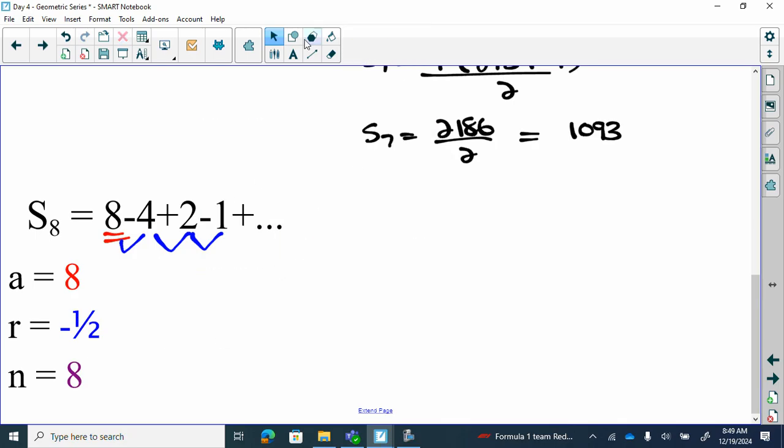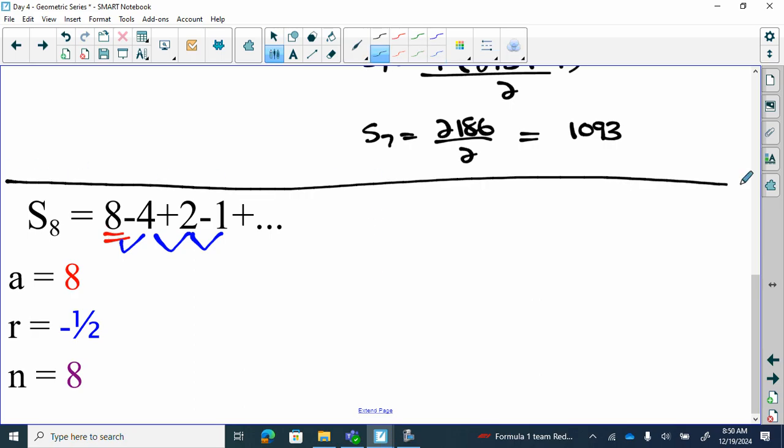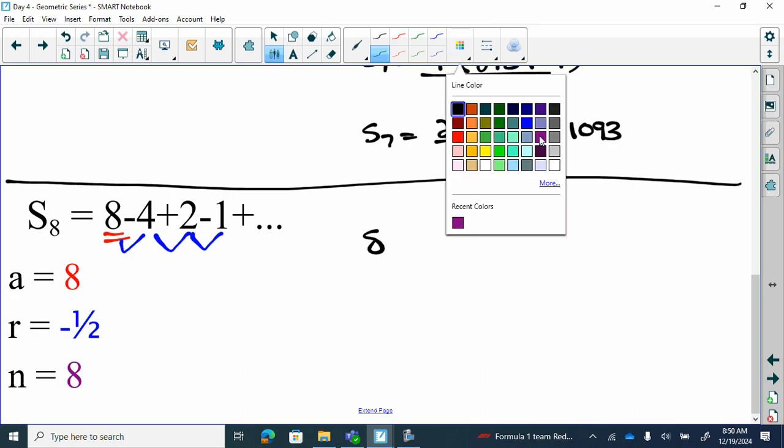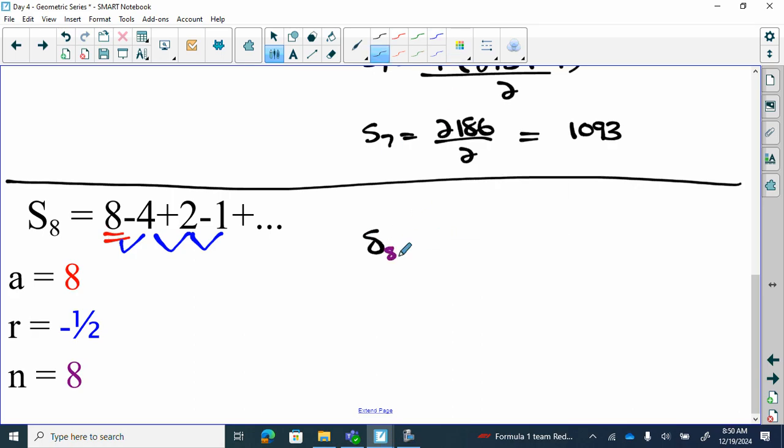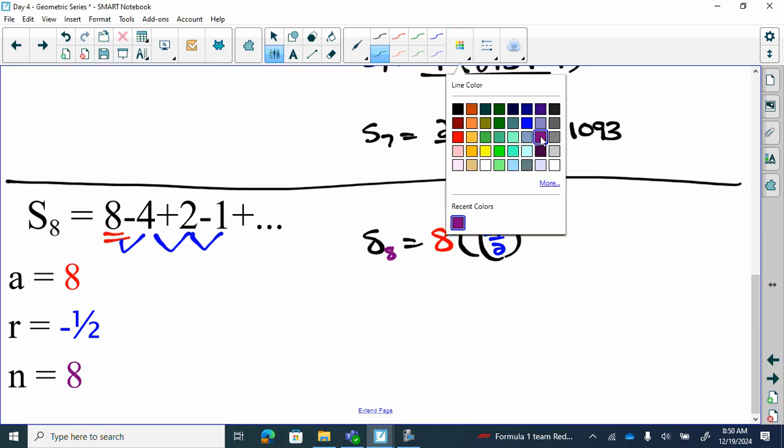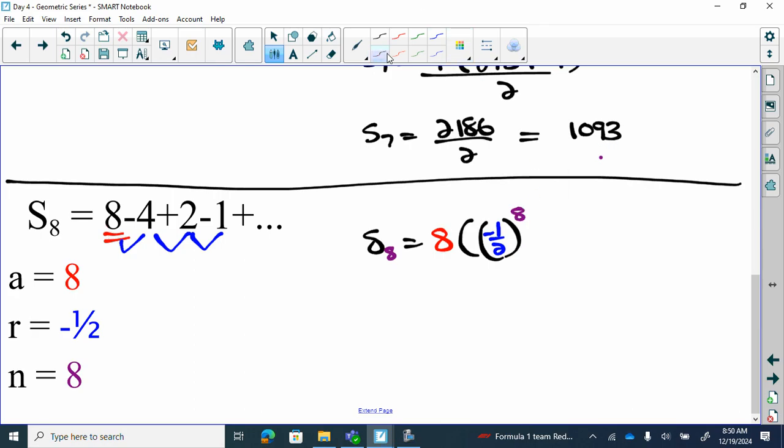It is 8. So when I go to fill this in, I'm going to have S8 equal to, my A value is an 8 as well. That's the first term. My R value is a negative 1/2. I'm going to put that in a bracket, raise it to the power of 8, subtract 1, close the bracket. And on the bottom, I'm going to have negative 1/2, subtract 1.